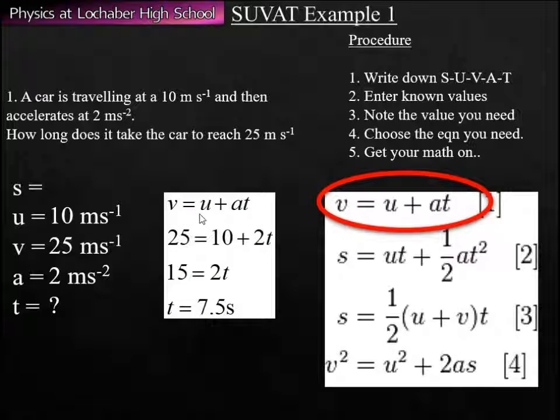So we take that equation, write it down, substitute in each of our numbers, and do a little bit of algebra. Here we're going to subtract 10 from both sides. 25 take away 10 makes 15, 10 take away 10 makes 0. Finally, we divide both sides by 2, and 15 over 2 is 7.5 seconds.